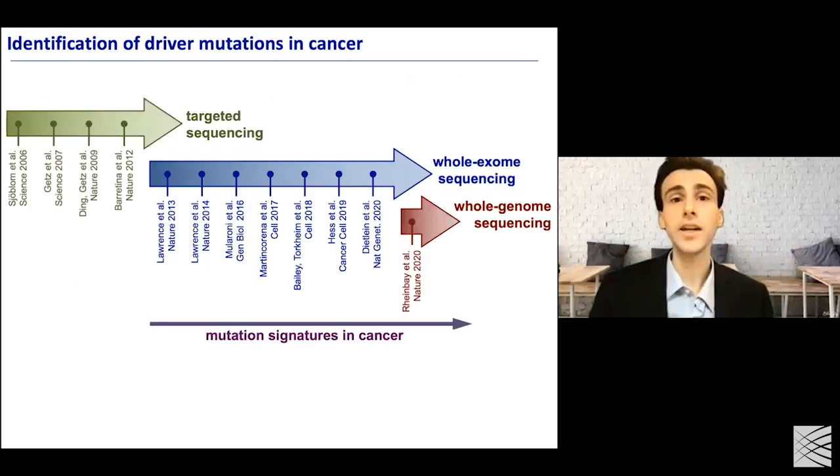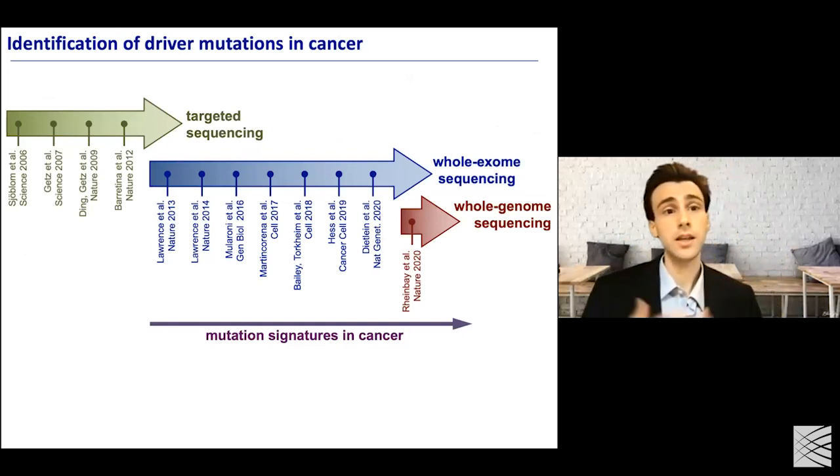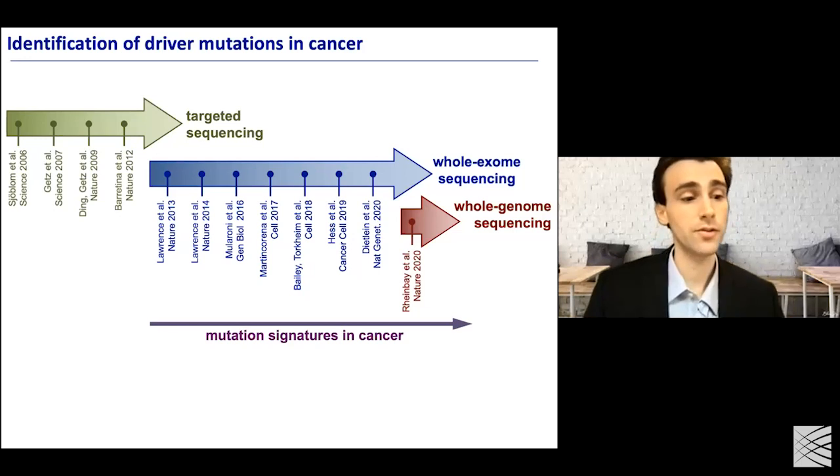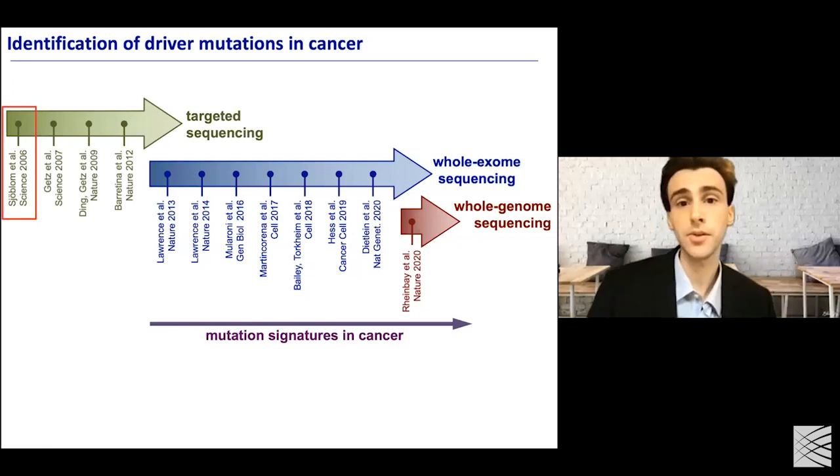So how do we identify driver mutations in cancer? This problem has been in the cancer genomics field for more than 15 years at this point, so it's far from being trivial. Probably one of the first studies that tried to systematically identify driver mutations in cancer was this Science paper in 2006.